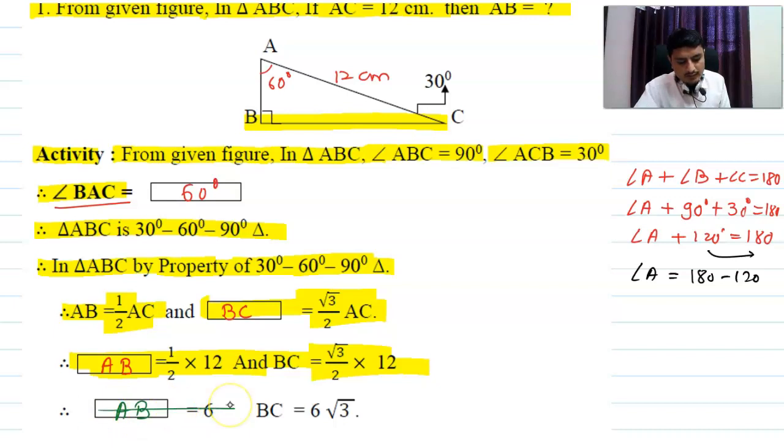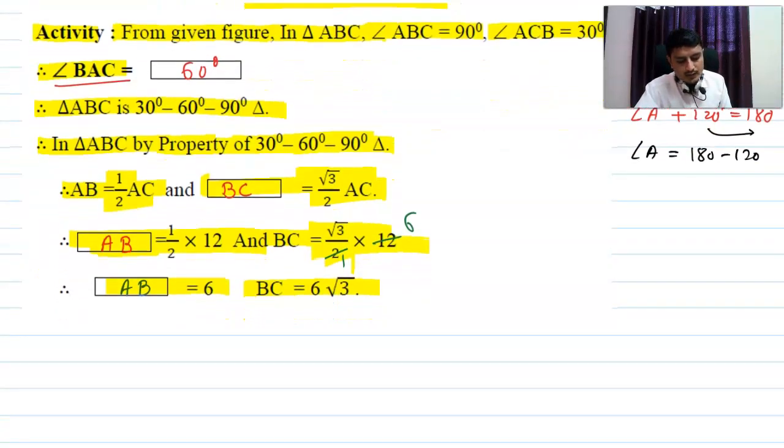Look at the next one. Value of BC: 2 ones are 2, and 2 sixes are 12. Root 3 into 6, we are getting 6 times root 3. Look at the next one.